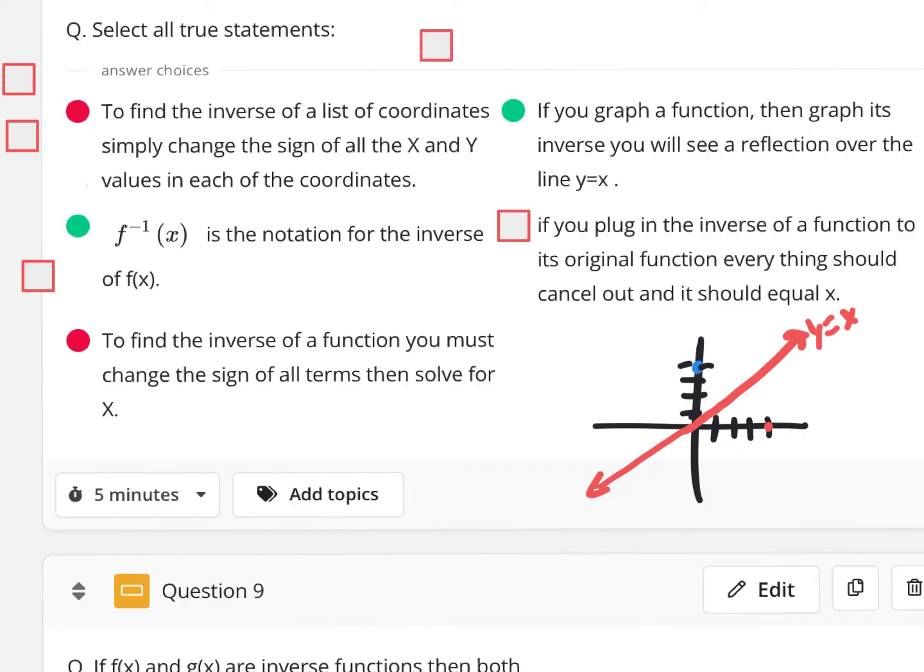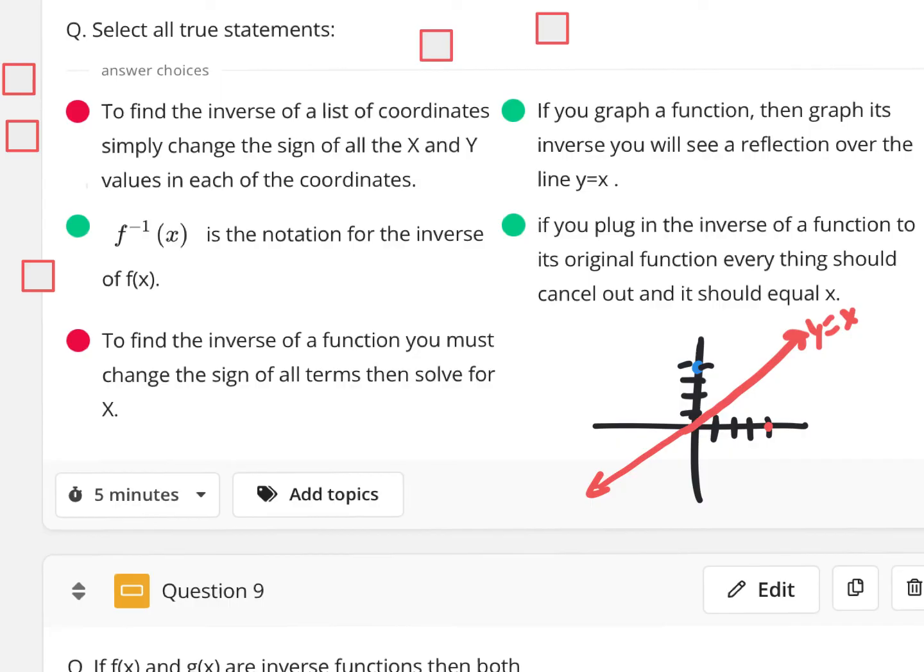And last but not least, if you plug in the inverse of a function into its original function, then everything should cancel out and it should equal x. That is very true. When you plug one function into its inverse, everything should cancel out except for the single variable x. Now be careful on the test itself.